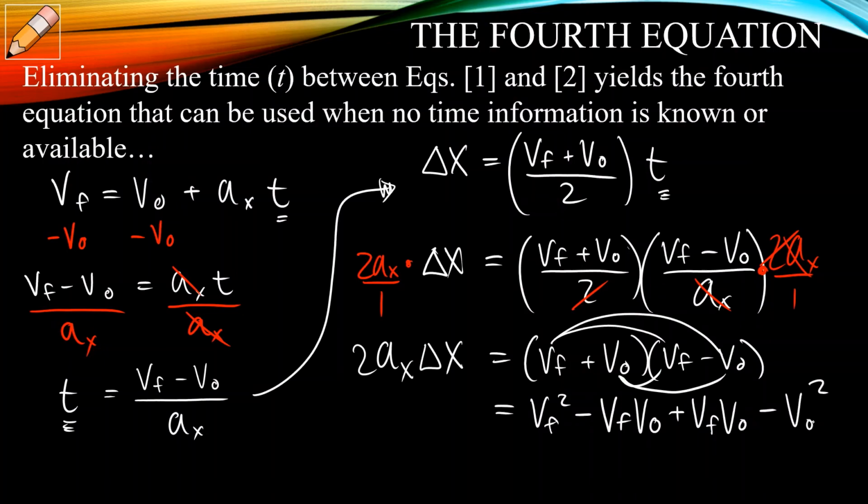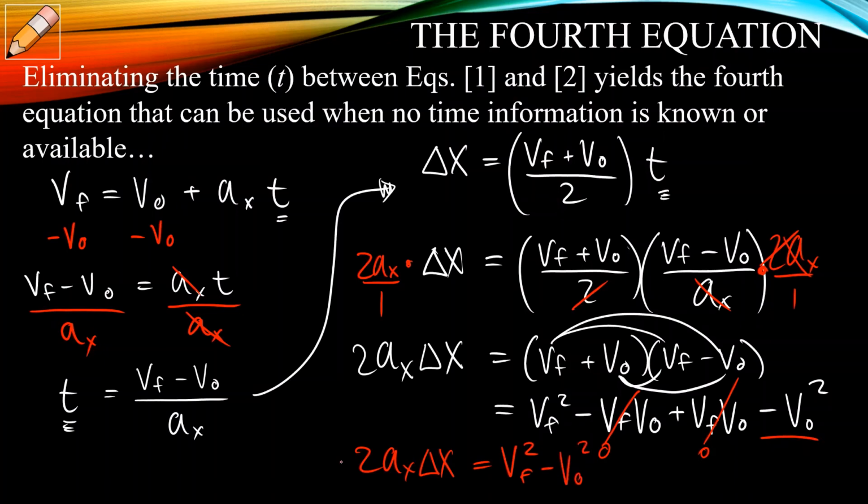And if you do the foiling right, which I think we did, then this term and that term are opposites. So they go away. Those basically combine to give us a 0. And then what we're left with is that 2 times the acceleration times the displacement is equal to the final velocity squared minus the initial velocity squared.